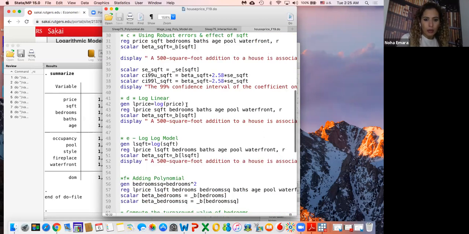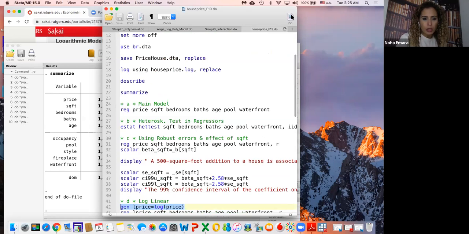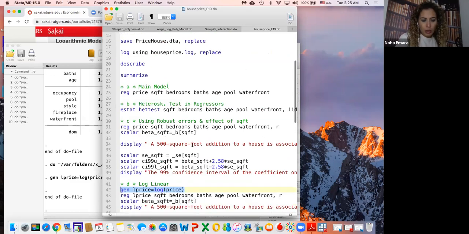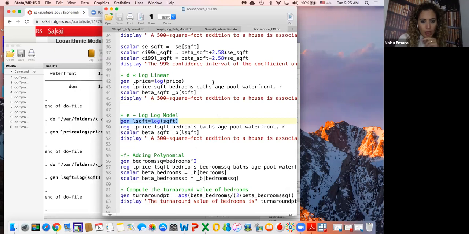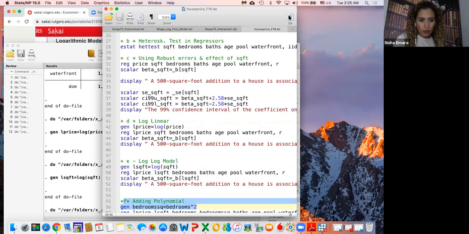So let me first get the log of the price, because otherwise I would get a message saying you don't have lprice. And let me also get the log of the square feet. Okay, so it's a log in square feet. And I want you to see this combination: log price, log square feet, quadratic in bedroom. So it's an expanded model that has log and quadratic terms. Now, let's add a square term for the bedroom.